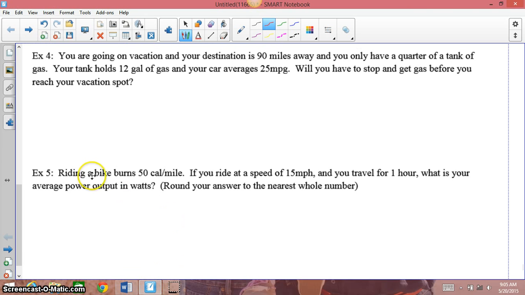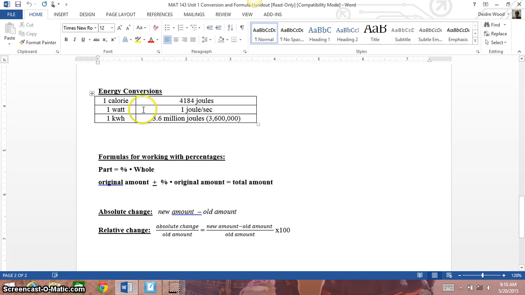So, looking here at example 5, riding a bike burns 50 calories per mile. If you ride at a speed of 15 miles per hour and you travel for 1 hour, we want to know what is your average output of power in watts. So, since we want our answer in watts, we'll go back and look at our formula sheet here. In our formula sheet, you can see that to get to a watt, I'm ultimately going to need my answer to be in a joule per second.